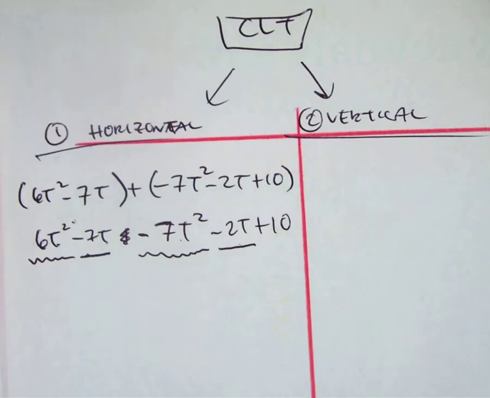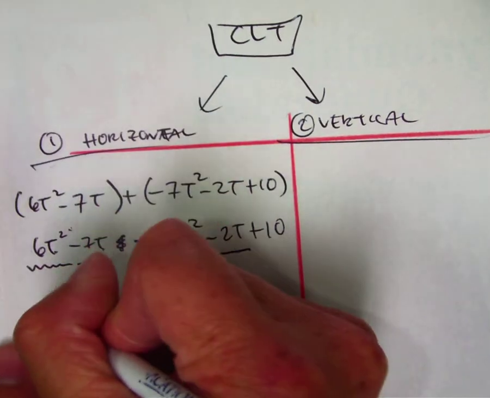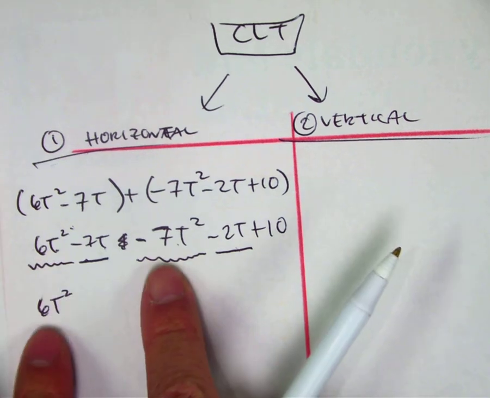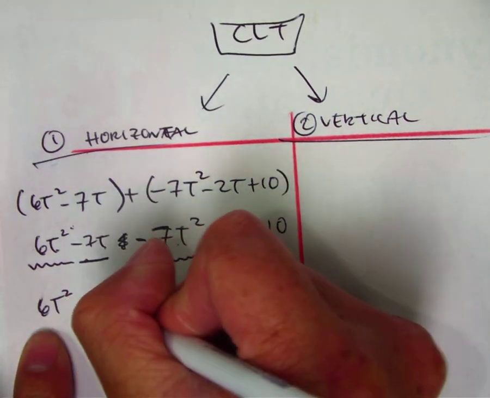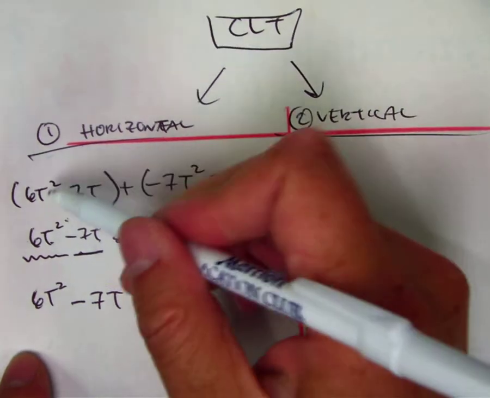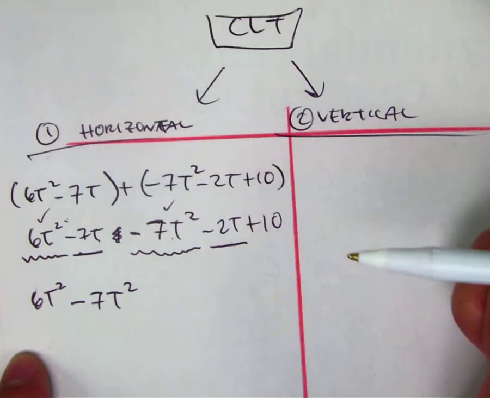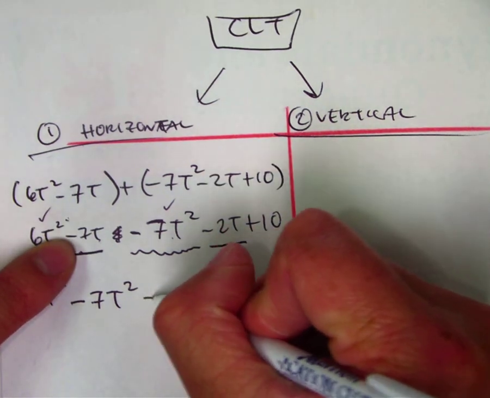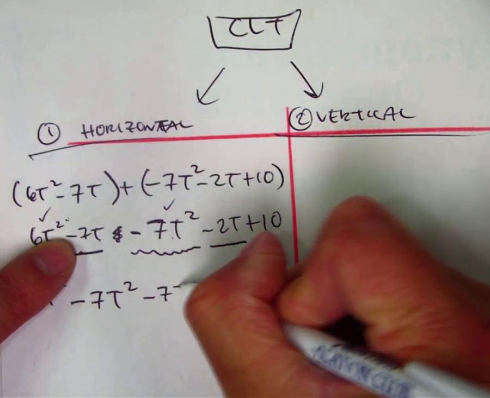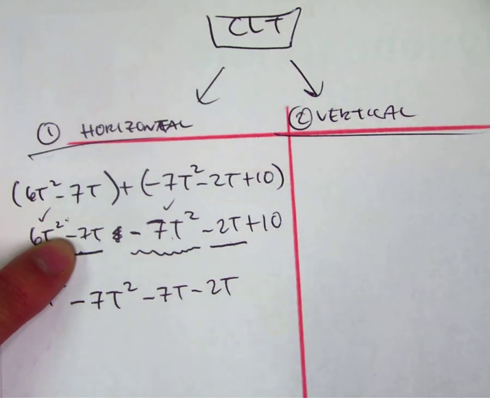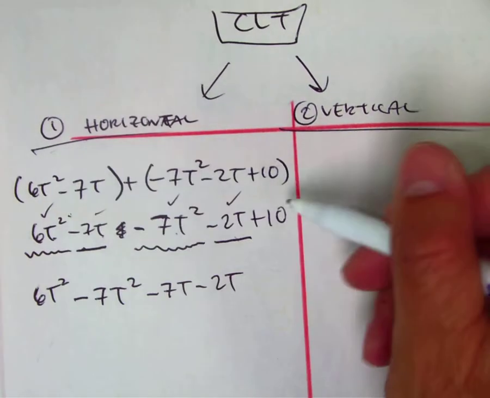This next step you don't have to have, so I'm going to put those next to each other: 6t squared and the math symbol minus 7t squared. If you want, you can put check marks to show that you wrote it down. And now I'm going to write this one, negative 7t and minus 2t. So I have those down, and then write plus 10.